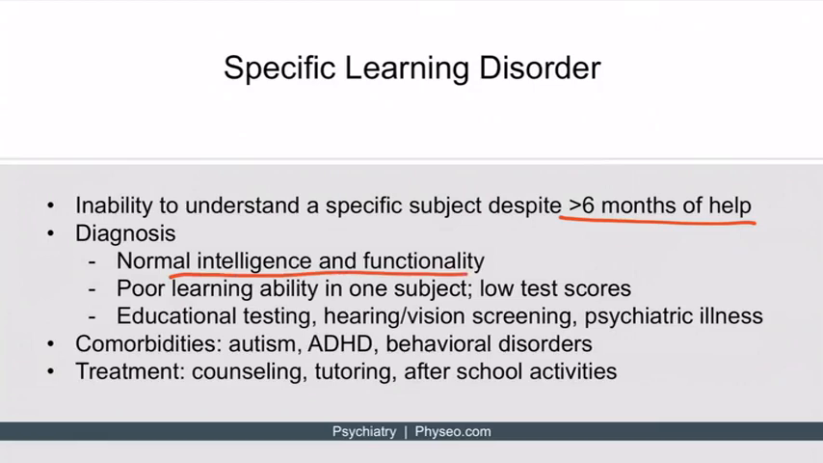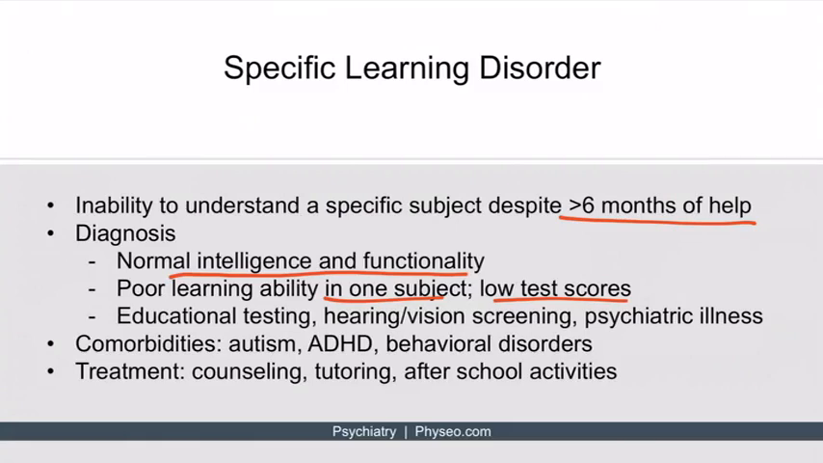So, to diagnose a specific learning disorder, the child must have at least a 6-month history of consistently poor learning ability in one subject, and also be consistently well below average on age-appropriate tests for that subject. For children to be diagnosed with a specific learning disorder, they must not have other primary elements that better explain the whole range of their symptoms, such as vision or hearing loss, intellectual disability, or other related conditions.